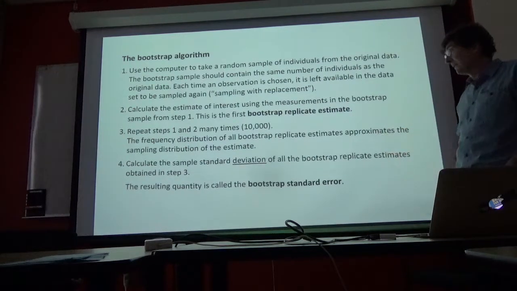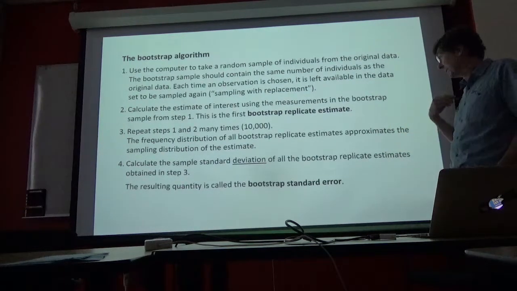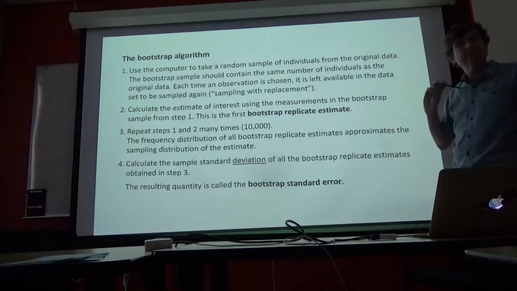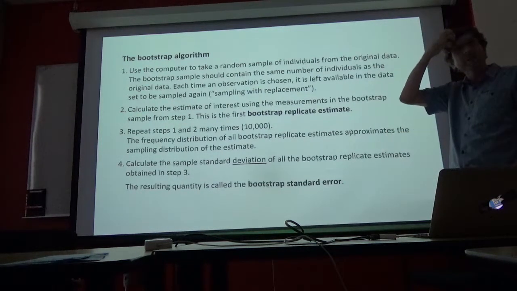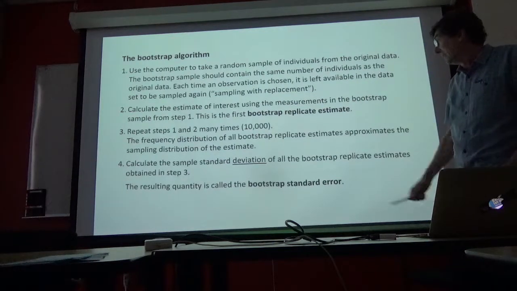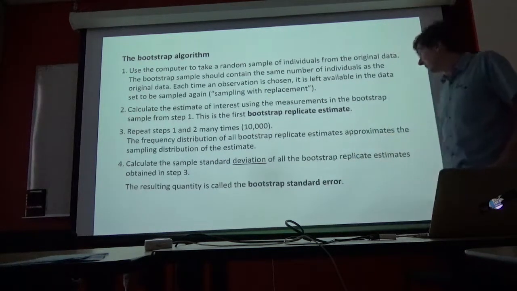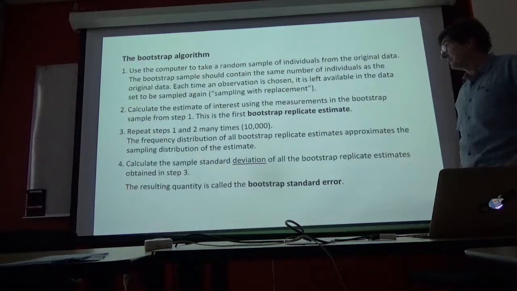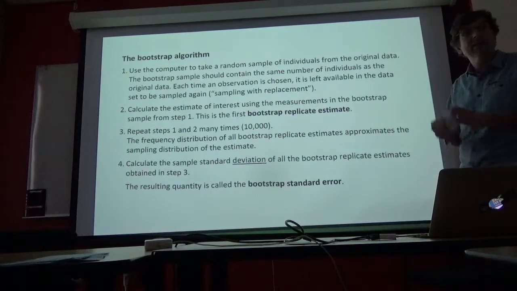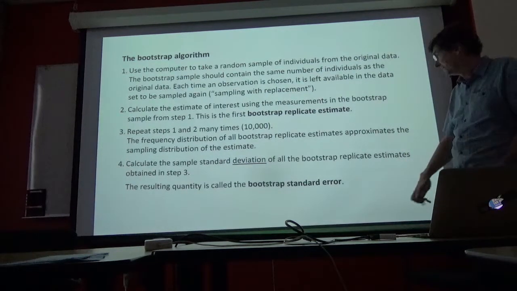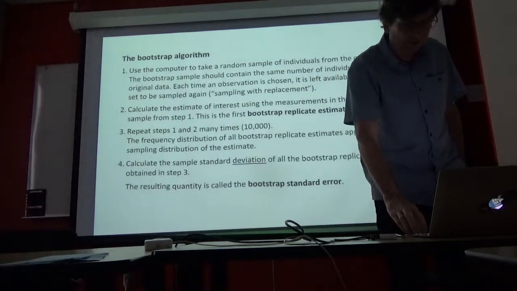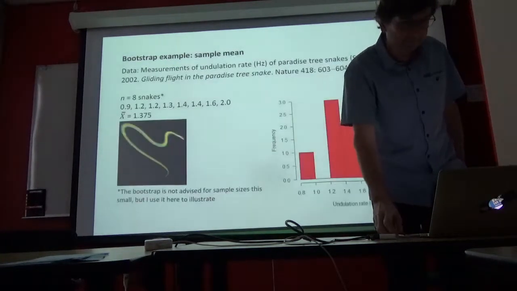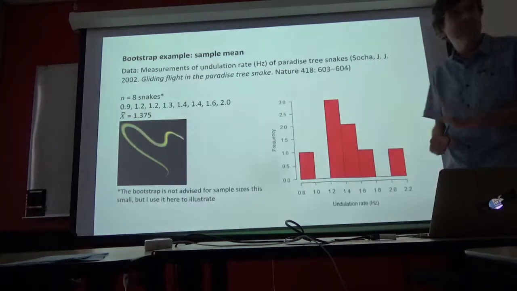Efron's claim is that the frequency distribution of all the bootstrap replicate estimates approximates the sampling distribution that you would get if you went back to the original population and repeatedly randomly sampled. And that the sample standard deviation of the bootstrap replicate estimates is a good surrogate for the standard error. Let's call it the bootstrap standard error. It shouldn't work. People were skeptical. Let's see if it worked.